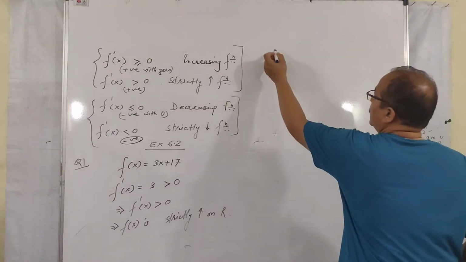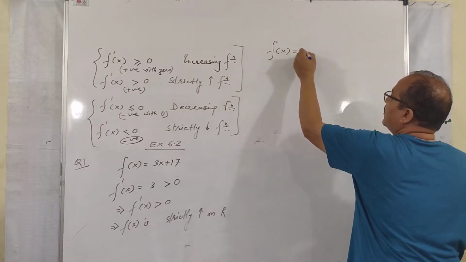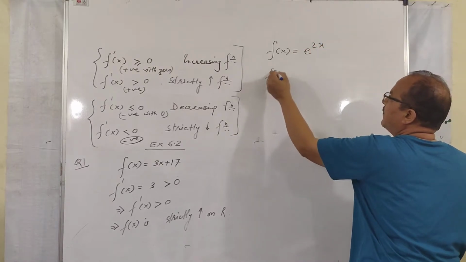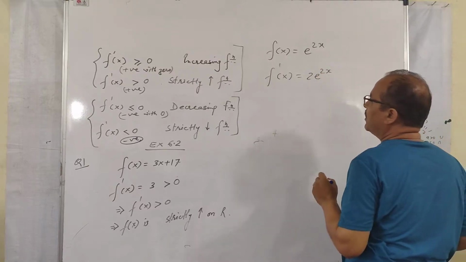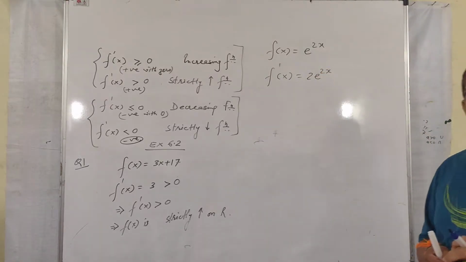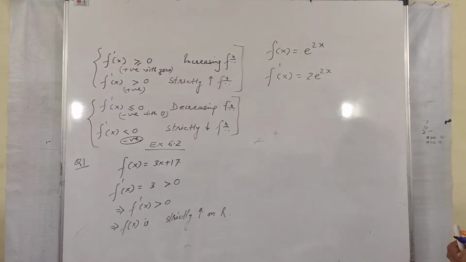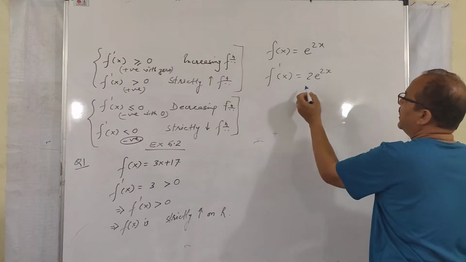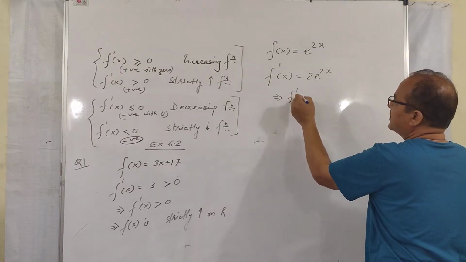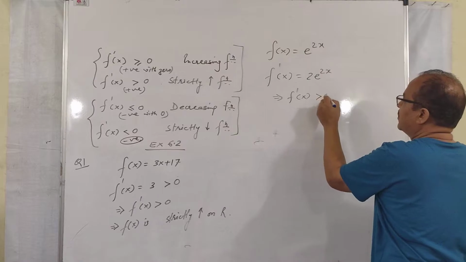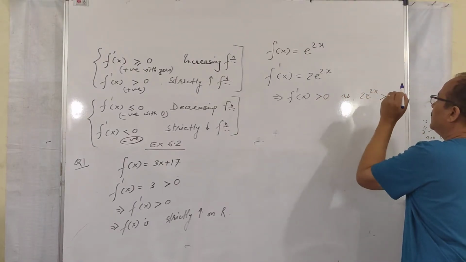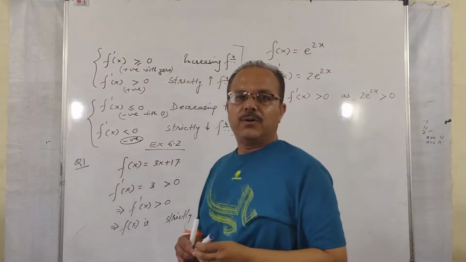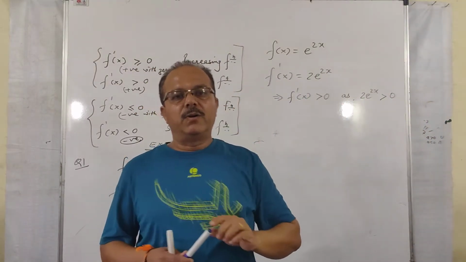f(x) is equal to e to the power 2x. You all know the derivative of it is 2 e to the power 2x. And we all know that the value of e is positive. So, the power 2x will make the whole number e to the power 2x positive. So, this implies that f dash x is greater than 0 as 2 e to the power 2x is greater than 0. Now, why can it not be equal to 0? E to the power x can never be equal to 0.